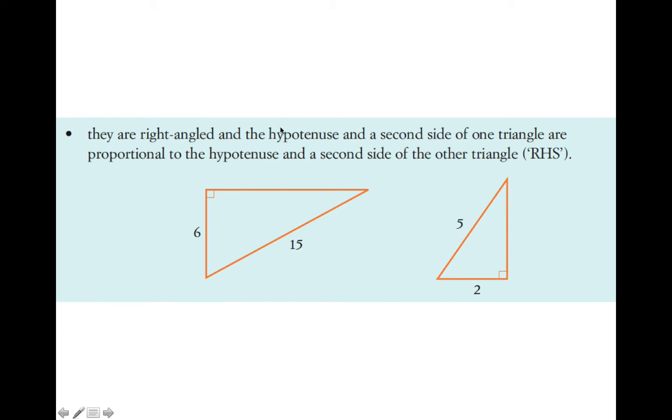There's the last one, which is similar to congruency as well, which is the RHS, which is just a special kind of SAS. And this is saying that there are two right-angle triangles. The hypotenuse and a second side are proportionately increased. So if we're going from 15 to 5, we would divide by 3. And another side, whichever one it is, is proportionately, again, by the same scale factor. And we're dividing by 3. 6 divided by 3 does give me 2.